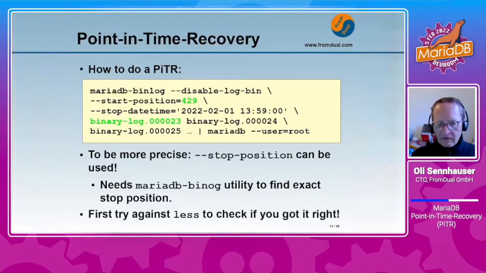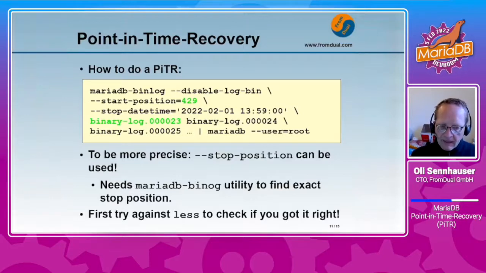And then you have to list all the binary logs in the right order, starting with the binary log indicated in the backup until the last binary log you have, or the binary log where your logical error is in. If you want to be a little bit more precise than stopping at a certain date time, which has a granularity of 1 second, you can add a stop position. So a stop position can be used, but then you need the mariadb-binlog utility to find the exact stop position within the binary log file.